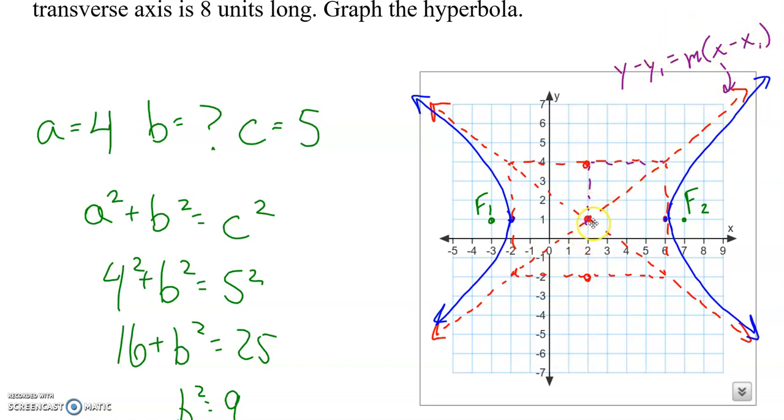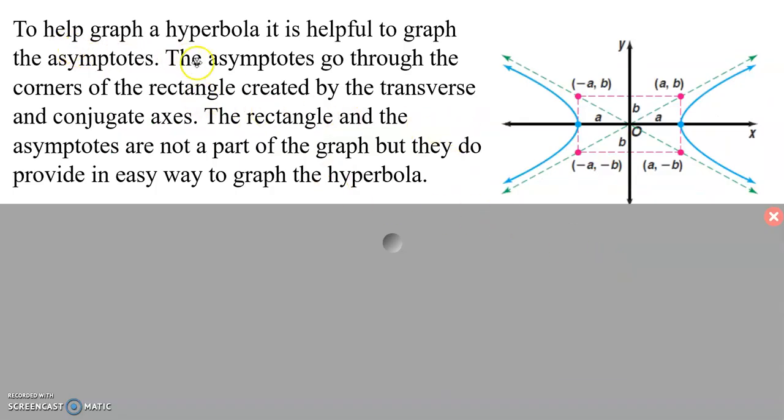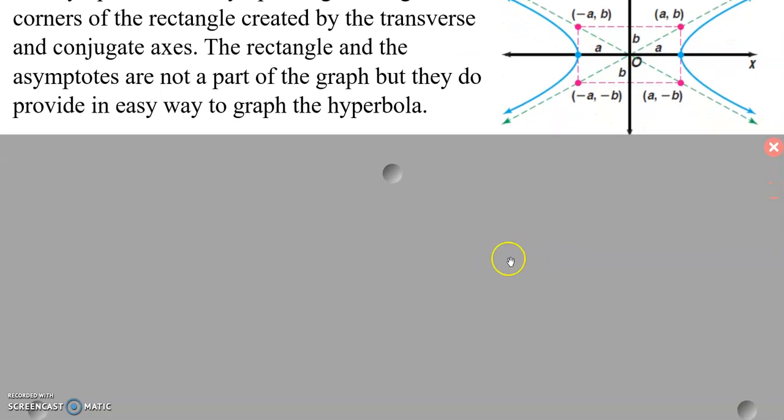The slope of this line, you can see, will be, well, when I draw this, it goes through the corner of this rectangle, so all I need to do is find the slope by doing this rise over this run, which happens to be the values of b and a of this hyperbola. So basically the idea here is that the asymptotes go through the corners of this rectangle created by the transverse and conjugate axes. So this rectangle here is not a part of the graph, but it's drawn in a dotted line because it helps you draw the hyperbola.